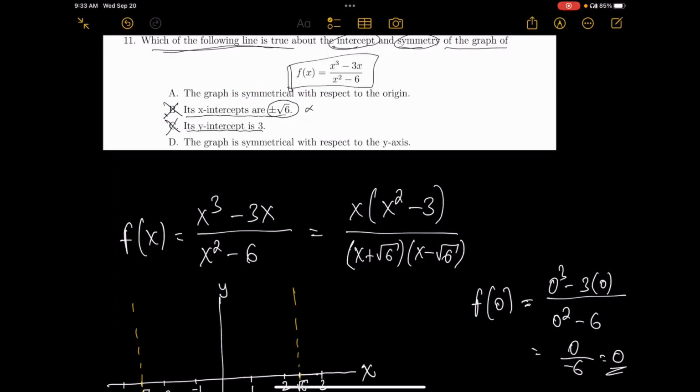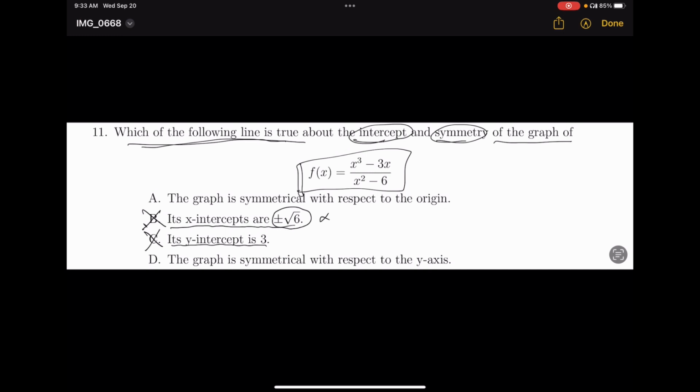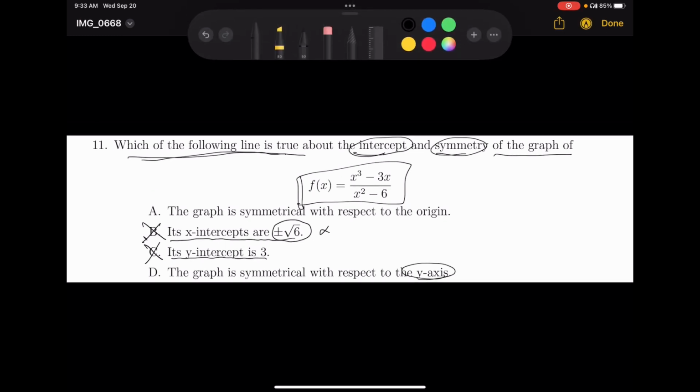Okay, d ምንድነው የሚለው the graph is symmetrical with respect to the y axis. አሁን a እና d ካየነው a የሚለው the graph is symmetrical with respect to the origin ነው እንግዲህ d ደግሞ it is symmetrical with respect to the y axis.